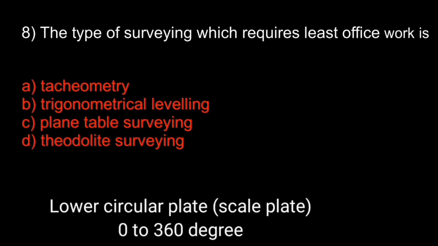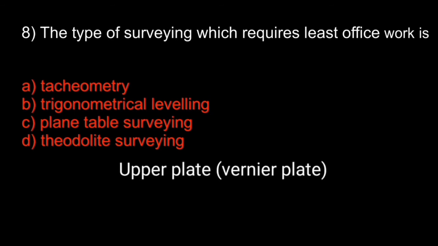And third one, the lower circular plate. The lower plate, also called a scale plate, is attached with the outer axis. Its beveled edge is graduated from 0 degree to 360 degree in a clockwise direction. The lower plate is provided with a clamp and tangent or slow motion screw.